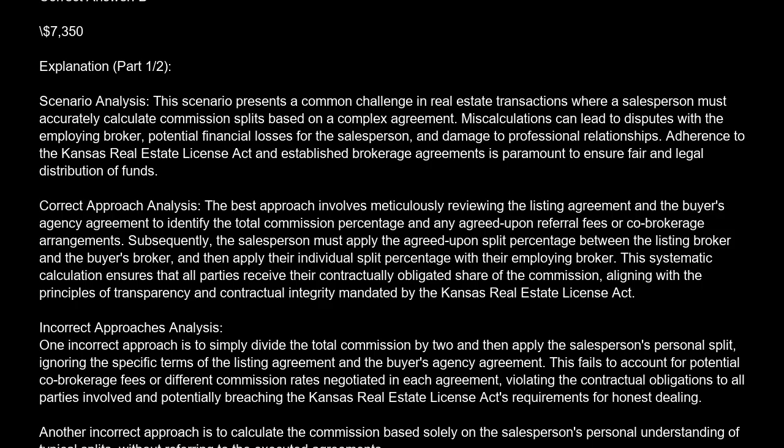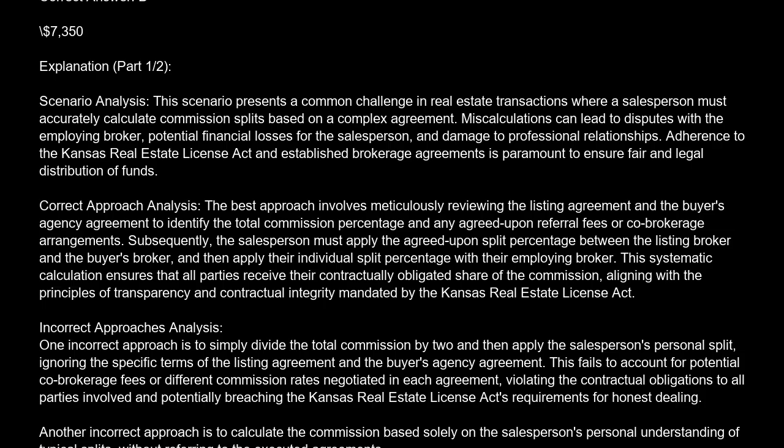Explanation. Scenario analysis. This scenario presents a common challenge in real estate transactions where a salesperson must accurately calculate commission splits based on a complex agreement. Miscalculations can lead to disputes with the employing broker, potential financial losses for the salesperson, and damage to professional relationships. Adherence to the Kansas Real Estate License Act and established brokerage agreements is paramount to ensure fair and legal distribution of funds.